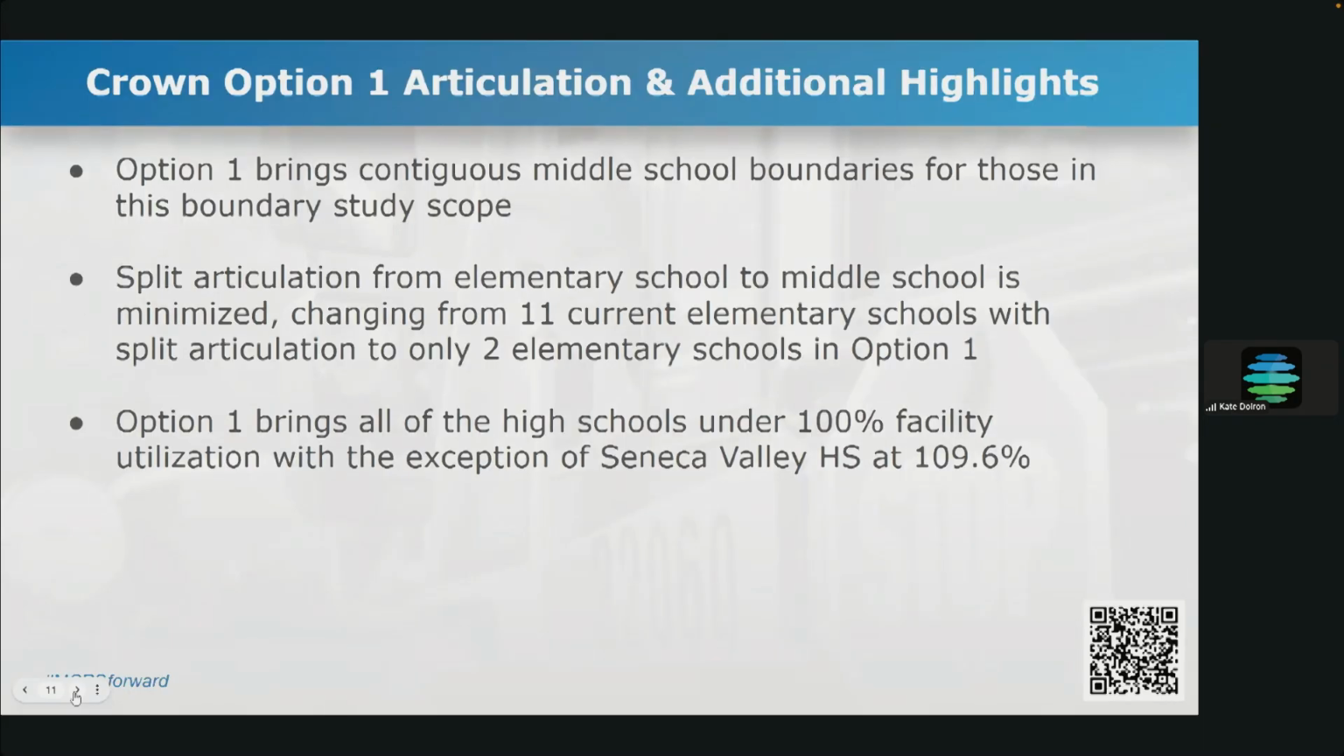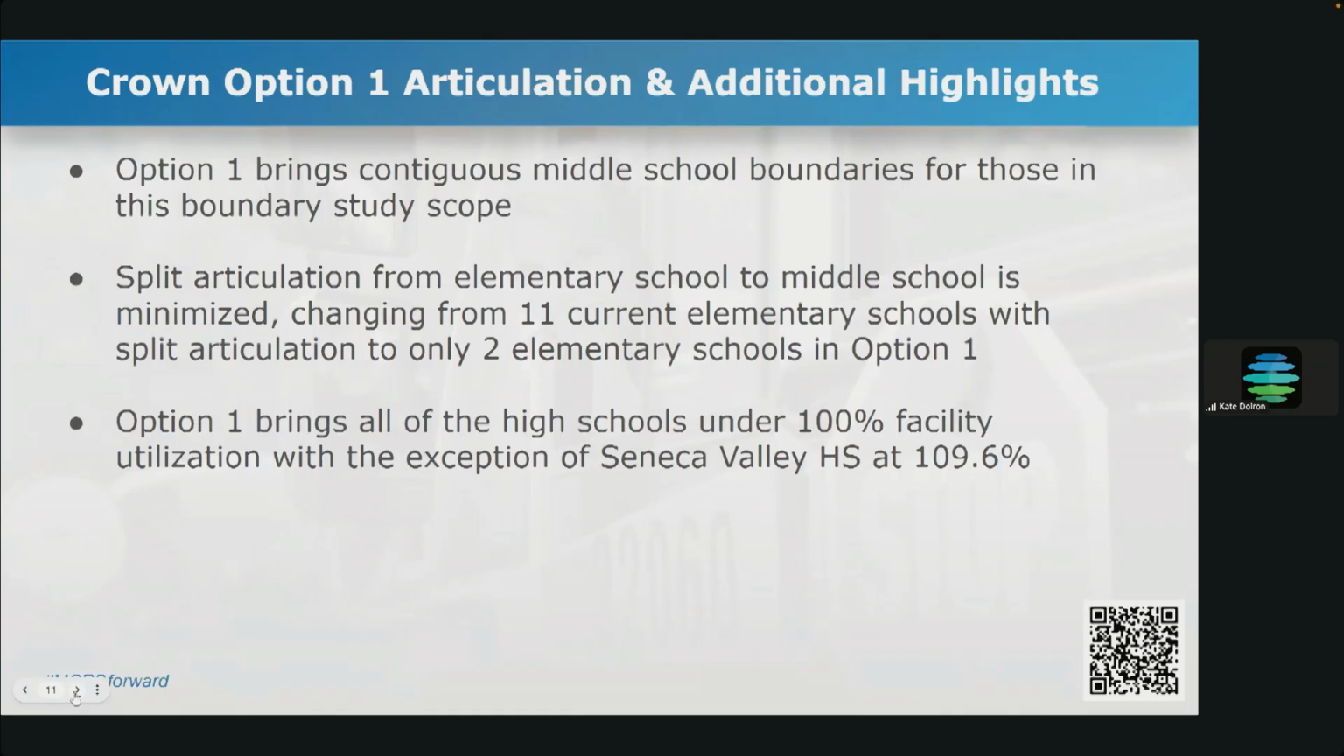Here is some additional information about the articulation patterns and facility utilization for option 1. Option 1 brings contiguous middle school boundaries for those in this boundary study scope. Split articulation from elementary to middle school is minimized in this option, changing from 11 current elementary schools with split articulation to middle schools to only 2 elementary schools with split articulation in option 1. Option 1 brings all of the high schools under 100% facility utilization, with the exception of Seneca Valley High School at 109.6%.